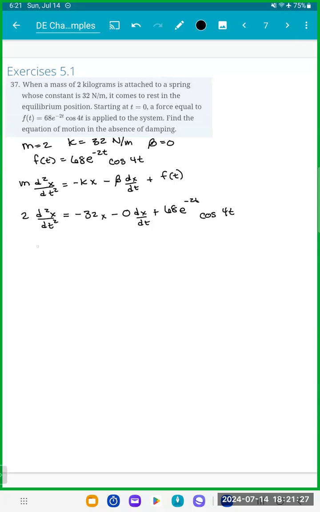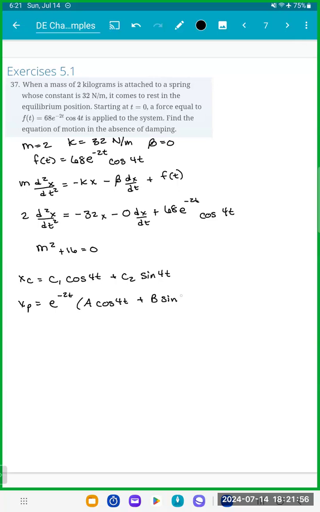Okay, so we have m squared plus 16 equals 0. Okay, so our x sub c equals c1 cosine of 4t plus c2 sine of 4t. Our x sub p is going to be e to the -2t times a cosine of 4t plus b sine of 4t.